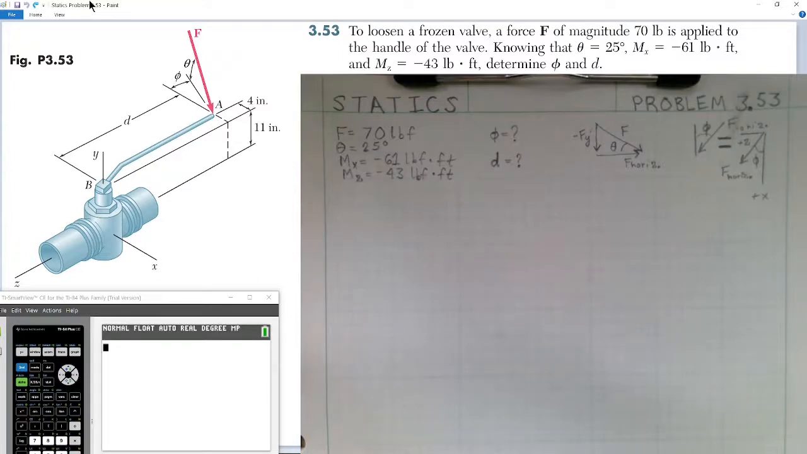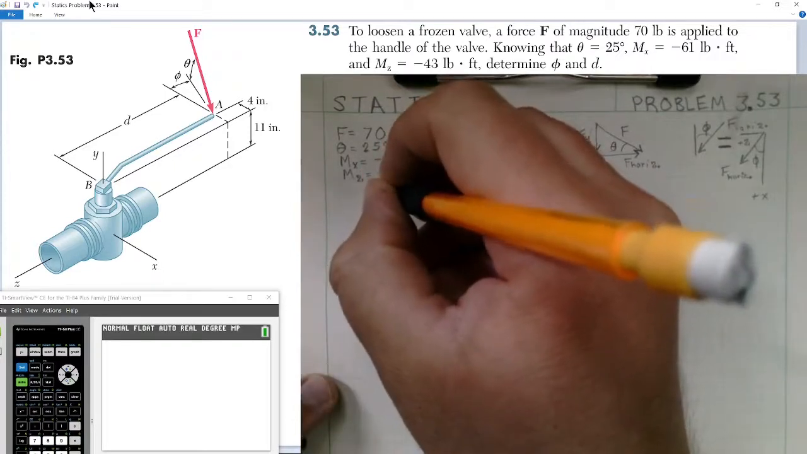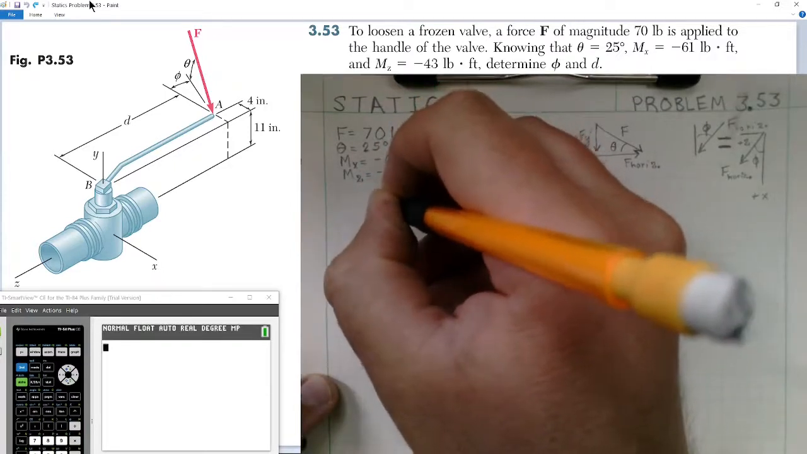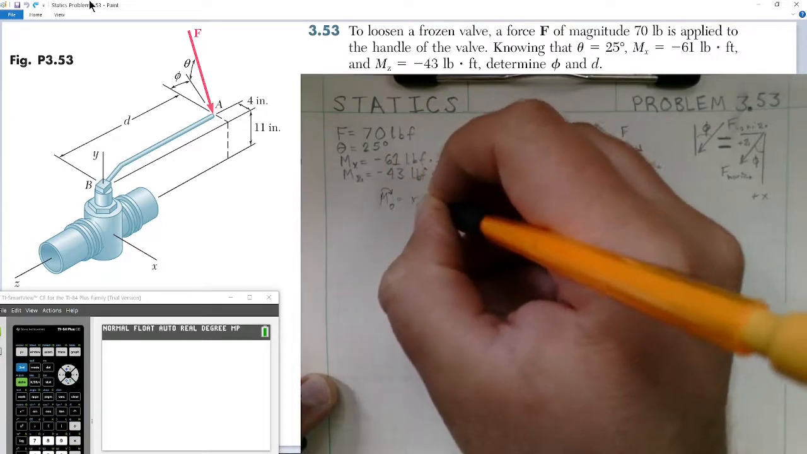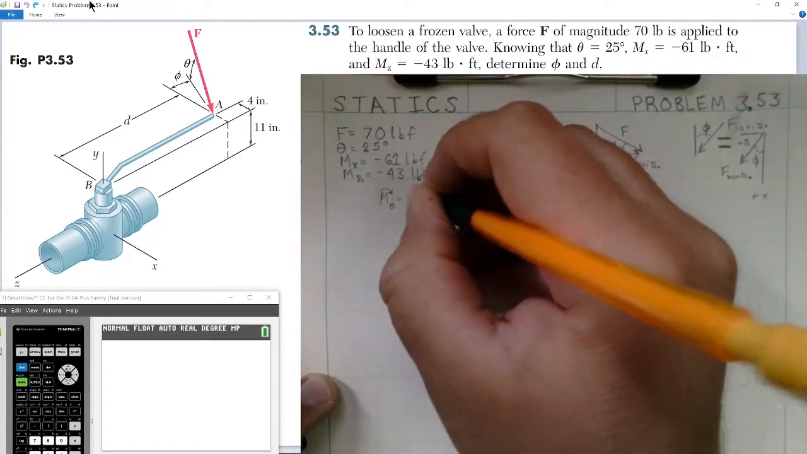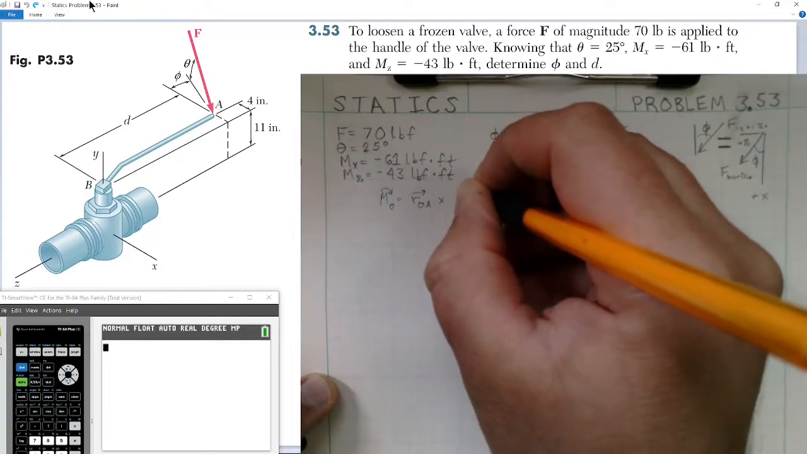So looking at this diagram, first we notice we have our force acting at point A, so we will need to write out our moment equation. We have a moment about the origin is equal to the position vector going from origin to point A cross the force acting at A.